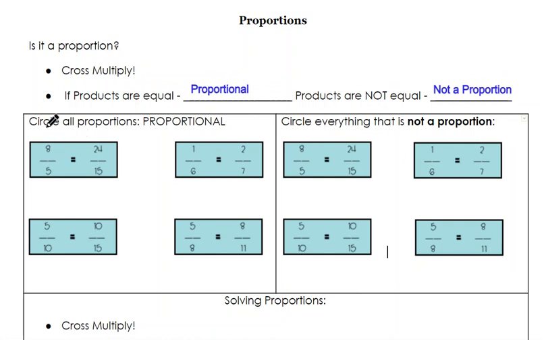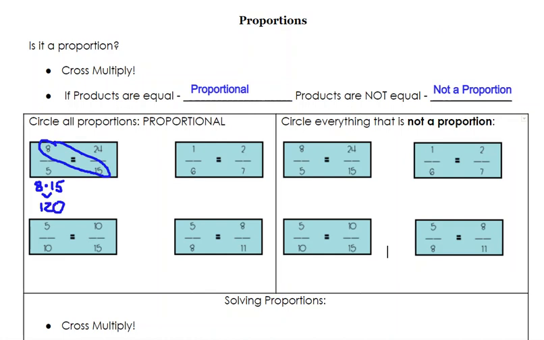Okay, so let's do this first one here. I have 8 over 5 equals 24 over 15. The first thing is to cross multiply. When I cross multiply, I literally mean I'm going to take this top number and multiply it by this bottom number. I'm crossing across, making a butterfly. 8 times 15 gives me 120.